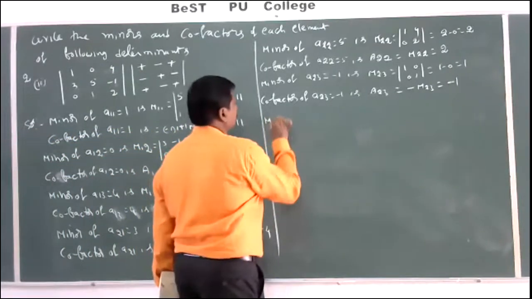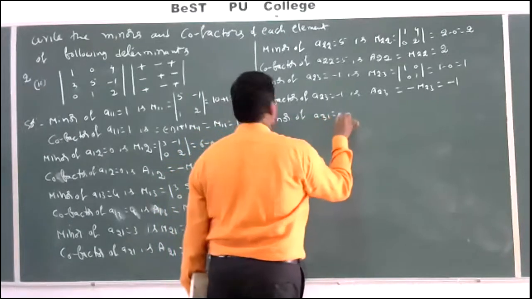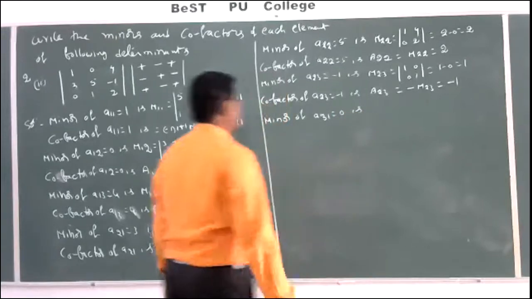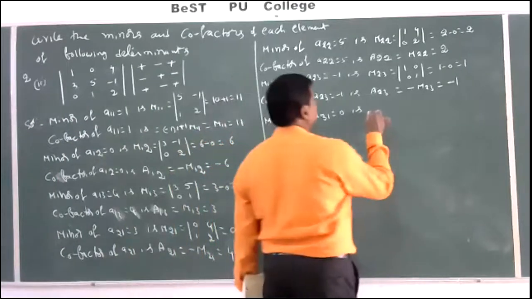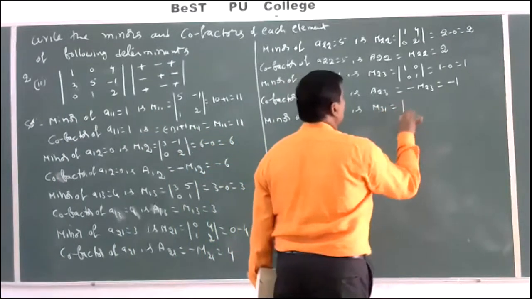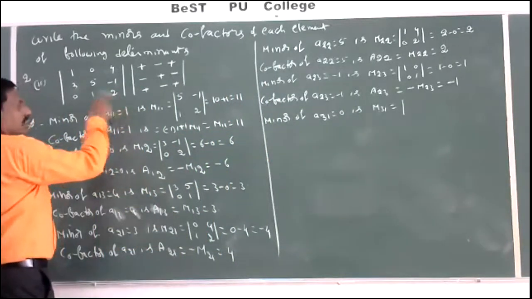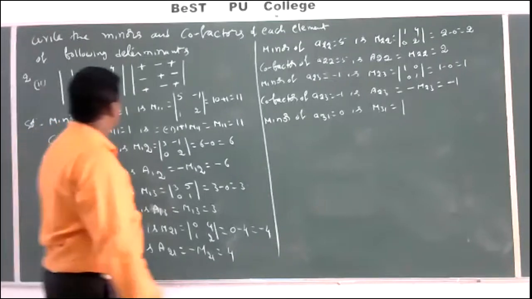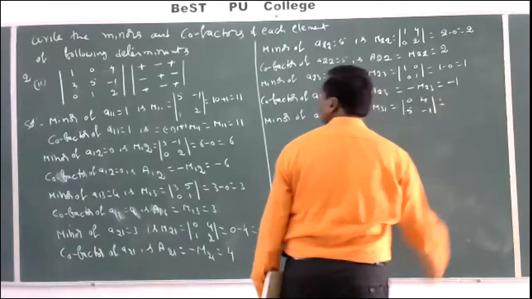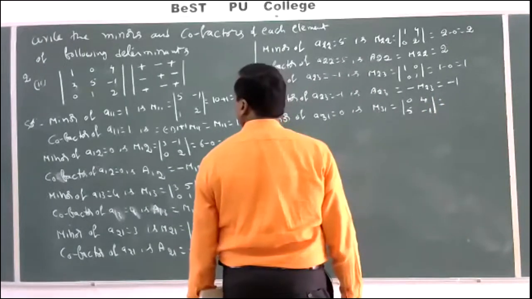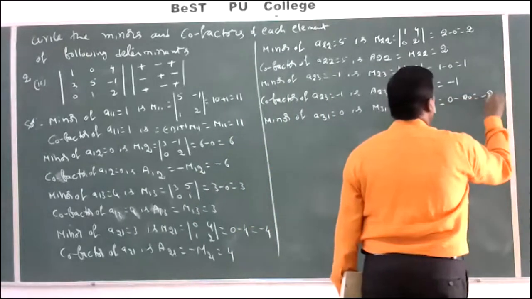Minor of A31 is M31. Left the first column and third row. Then the remaining elements are 0, 4, 5, minus 1. Then it is 0 minus 20, that is equal to minus 20.